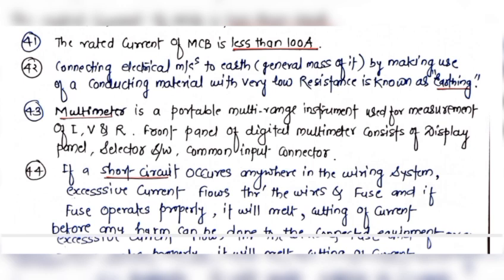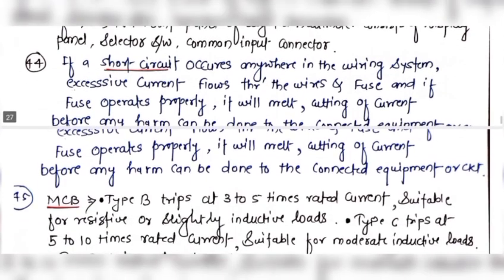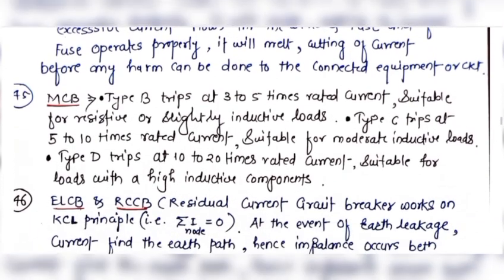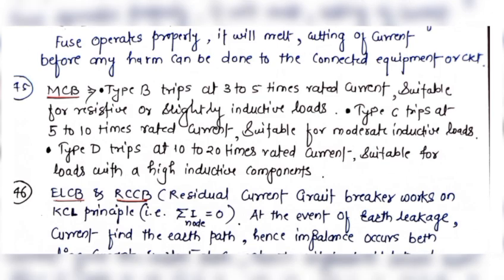If a short circuit occurs anywhere in the wiring system, excessive current flows through the wire and fuse, and if fuse operates properly, it will melt, cutting the current before any harm can be done to the connected equipment or circuit.